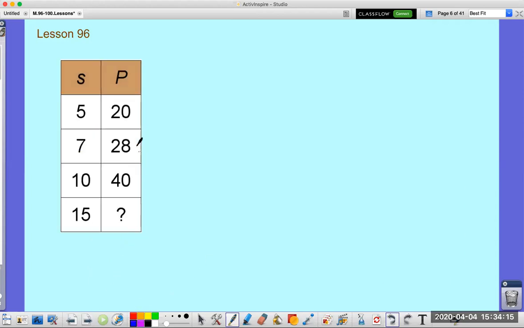All right, what's this one? If we've got this 5 converts into 20, 7 converts into 28, 10 converts into 40, what would be the function? Well, P equals something times S maybe. Would it be times 4? Let's see. Times 4, that works. Looks like it's just times 4. So in this case, P equals 4S, same function we had prior to this.